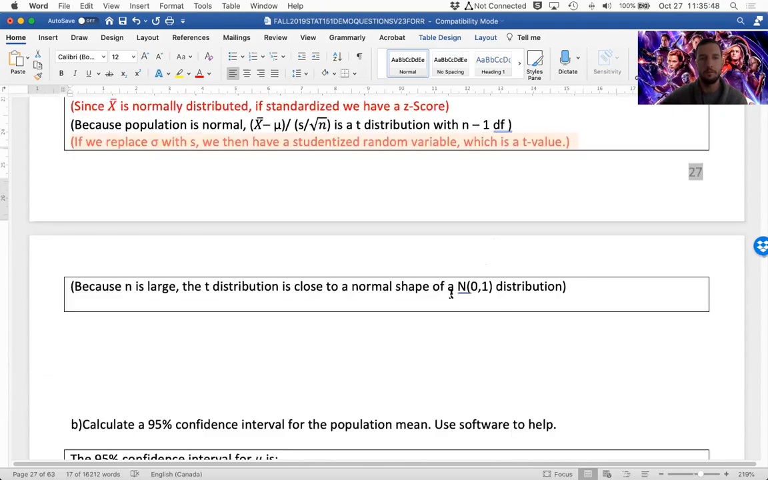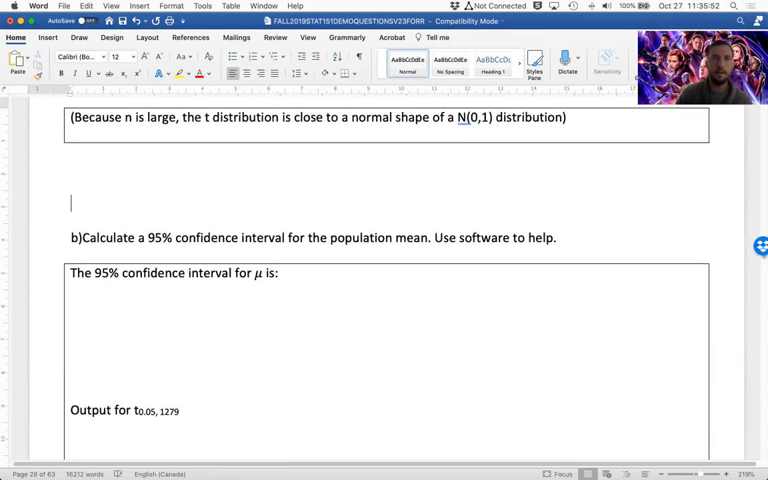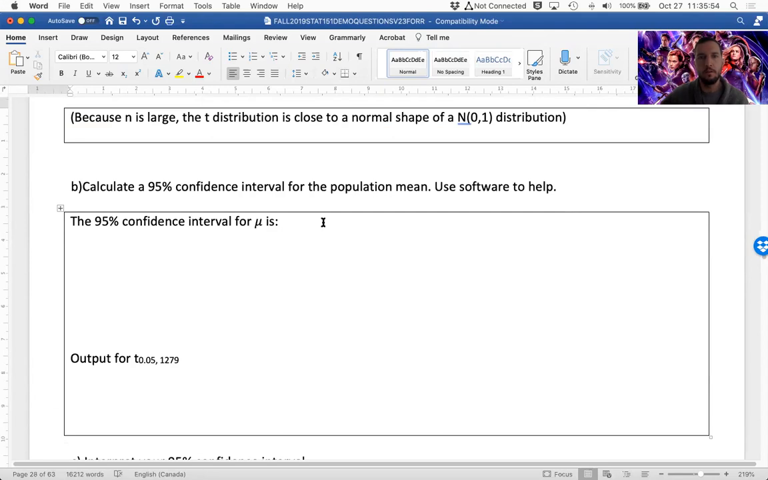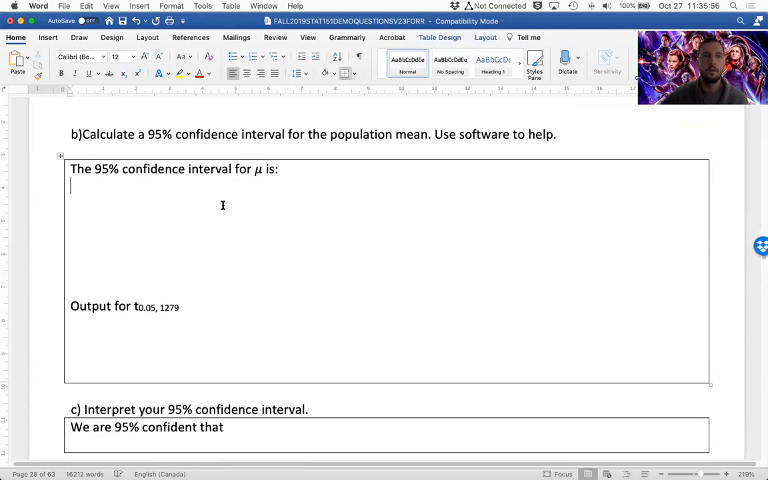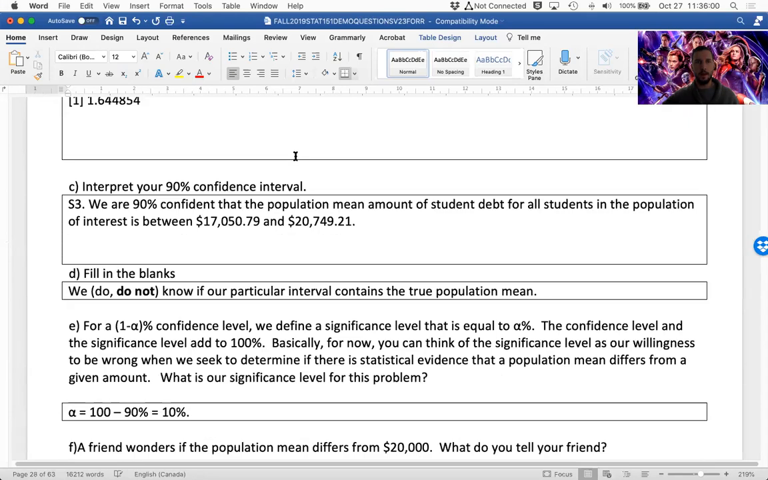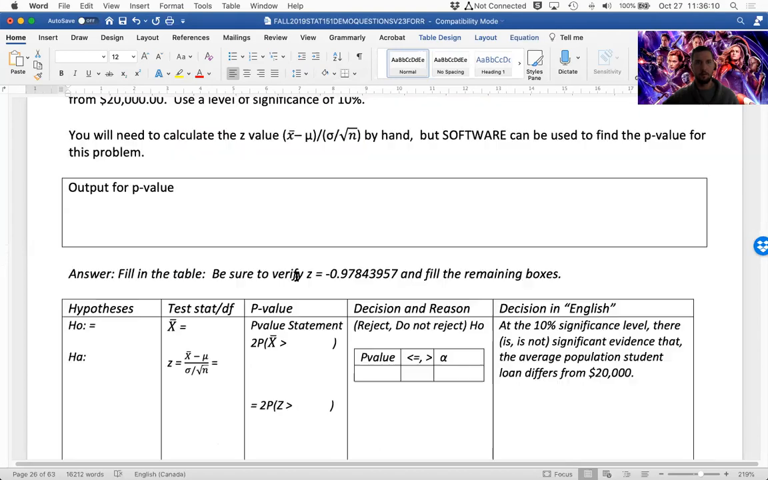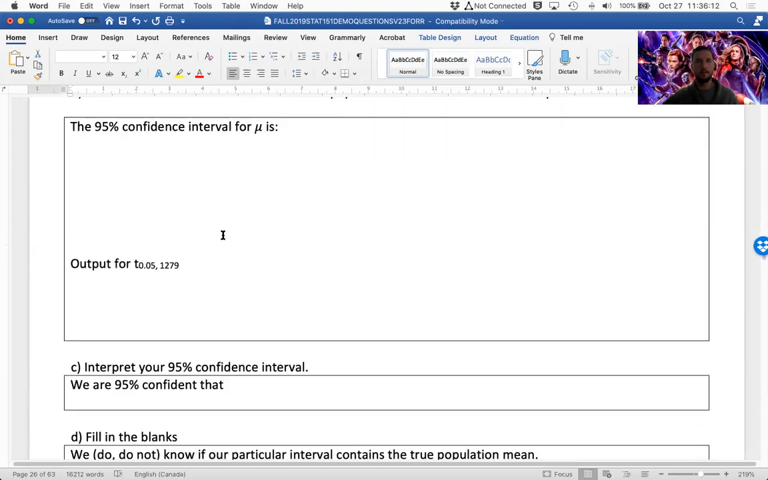Okay, so let's calculate a 95% confidence interval for the population mean. All right, so our goal here, following the setup that I had above, I'm just going to take the first few parts here, and then I will alter as necessary.